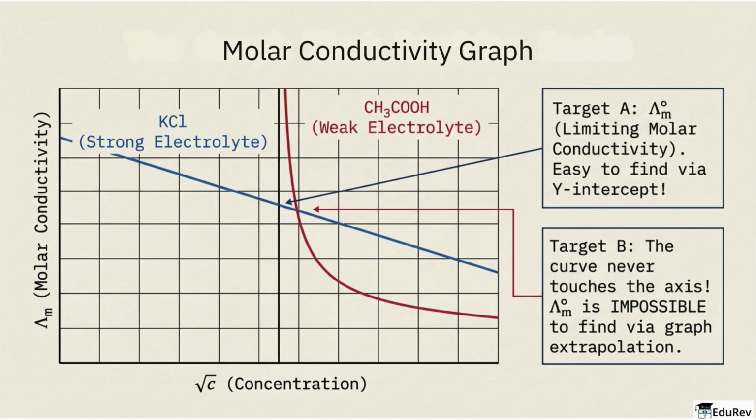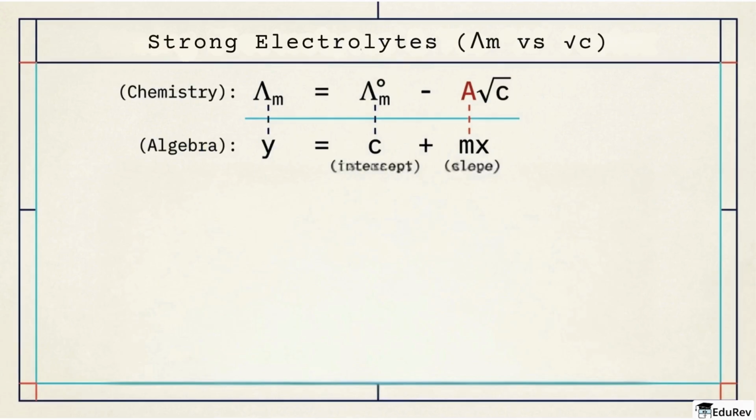The graph of molar conductivity against the square root of concentration is one of the most important visual ideas in conductance. For strong electrolytes, the line is almost straight and can be extrapolated to the y-intercept to get limiting molar conductivity, lambda m naught. For weak electrolytes, the curve bends sharply and does not touch the axis cleanly, so direct extrapolation fails. That difference is the whole reason Kohl-Rausch's law becomes necessary.